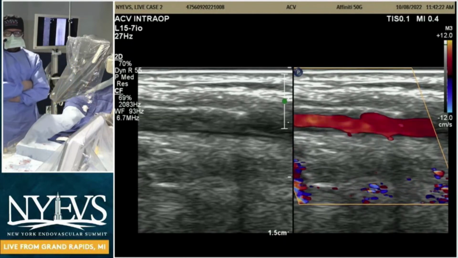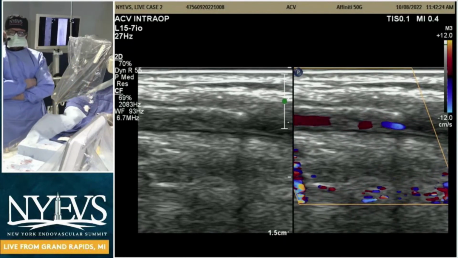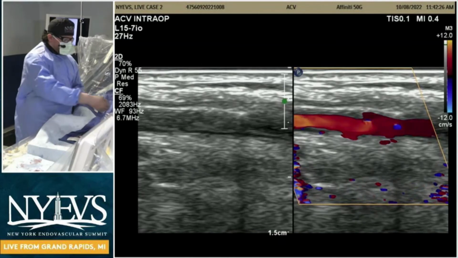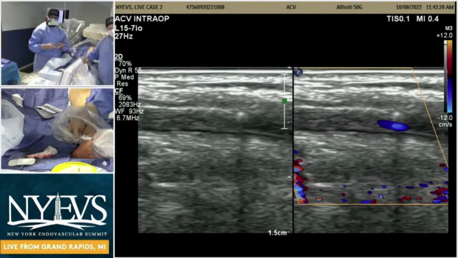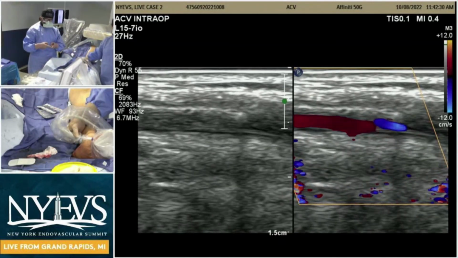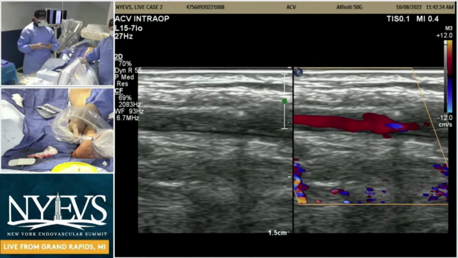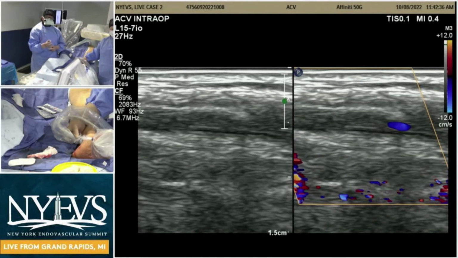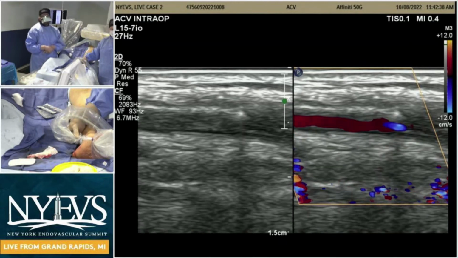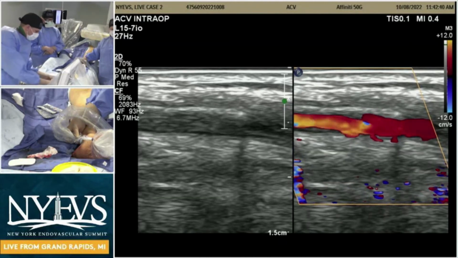So we typically used to obtain peroneal access from a medial approach, the same way we access the PT. But over the last two to three years, we actually utilize an anterior approach because the peroneal tends to live between the two bones, the fibula and the tibia. And we use a long needle to access the peroneal artery.